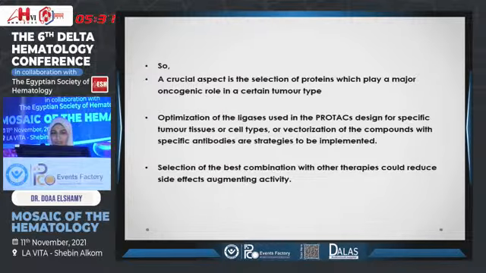So a crucial aspect is selecting a protein that plays a major oncogenic role in a certain tumor type. Optimization of the ligase used in the PROTAC design for a specific tumor tissue or cell type, or vectorization of the compound with specific antibodies, are strategies to be implemented. Selection of the best combination with other therapies could reduce side effects and augment efficacy.